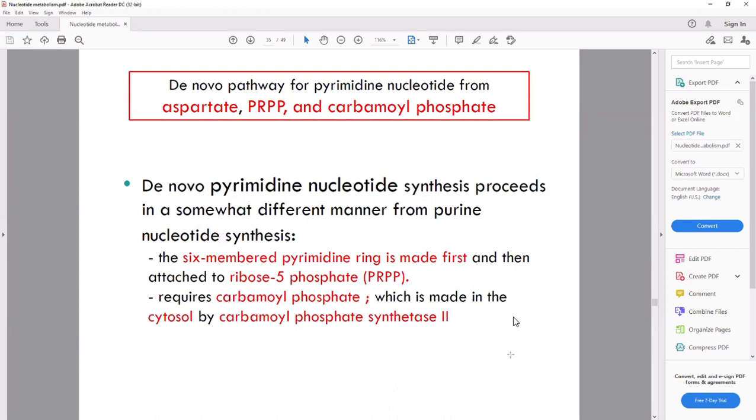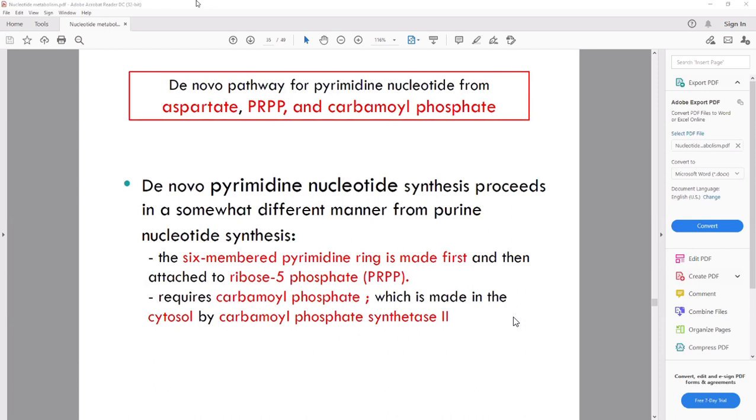In general, we know that pyrimidine nucleotide has one single ring, so it has a 6-membered pyrimidine ring. That ring is made first and then attached to ribose phosphate, this PRPP.